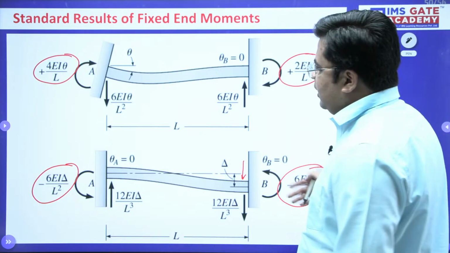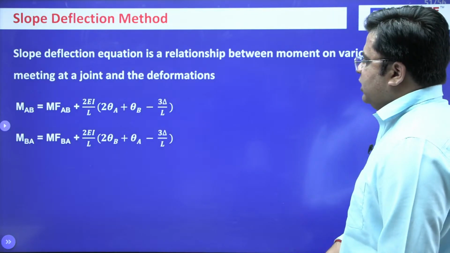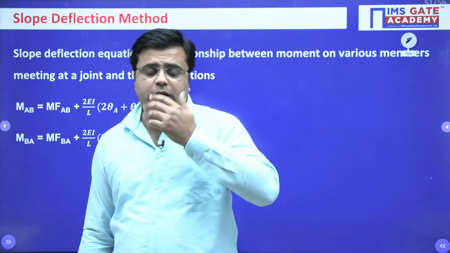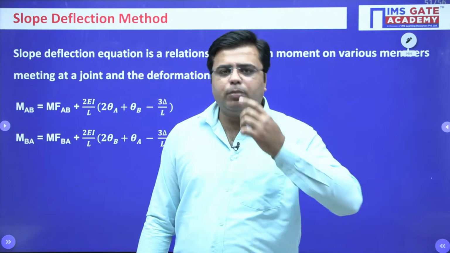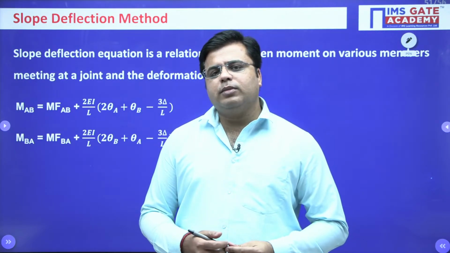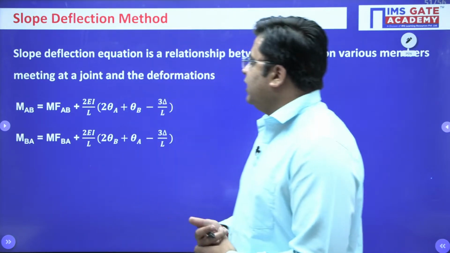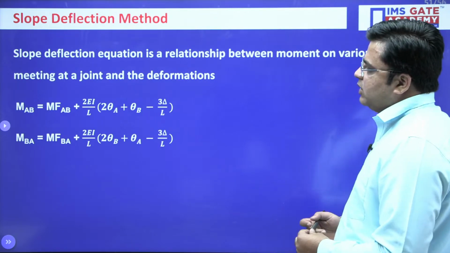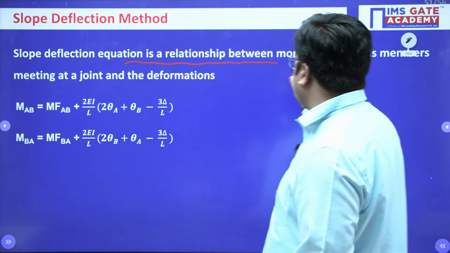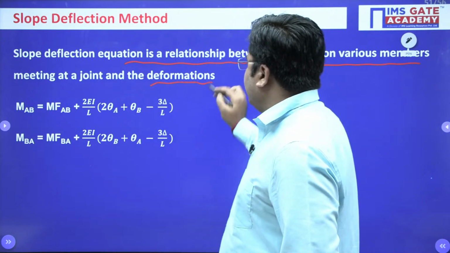So these are the fixed end moments due to the rotation and due to the deformation or sinking of any structure, right? So you can do the questions of moment distribution method only by applying these properties, right? The initial basic concepts that we have seen for moment distribution method, majority of questions are asked there itself, right? Now moving on, the next method for analyzing any structure is the slope deflection method. The slope deflection equation is a relationship between moments of various members meeting at a joint and their deformations, right?